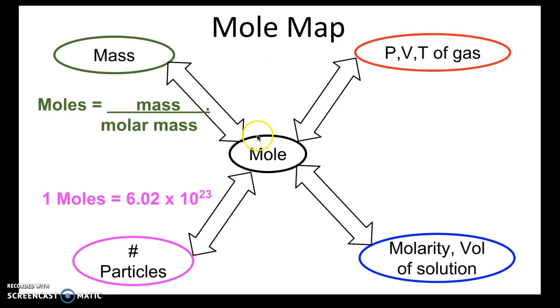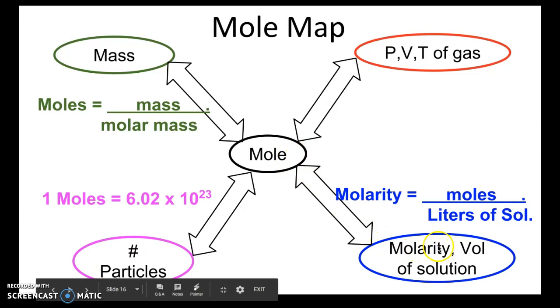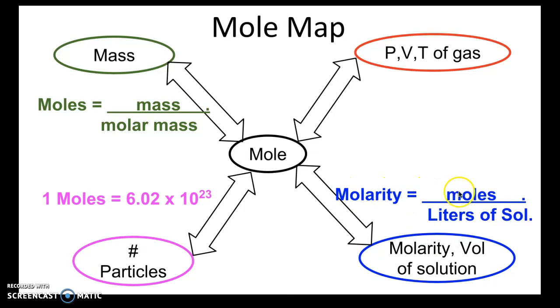Now we're going to look at moles and number of particles. For this, we use the equation that 1 mole is equal to 6.02 times 10 to the 23 things. If we want to go to and from molarity or volume of a solution, we use this equation: molarity is equal to the moles, technically of the solute, divided by liters of solution. And this will be particularly useful for the next unit.